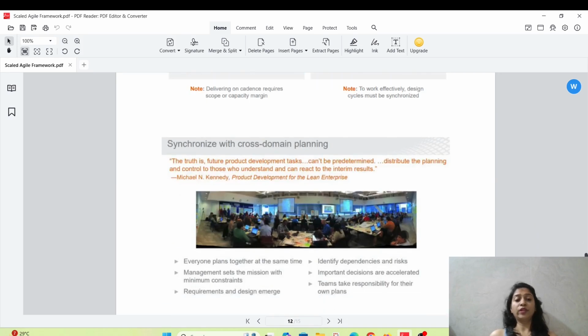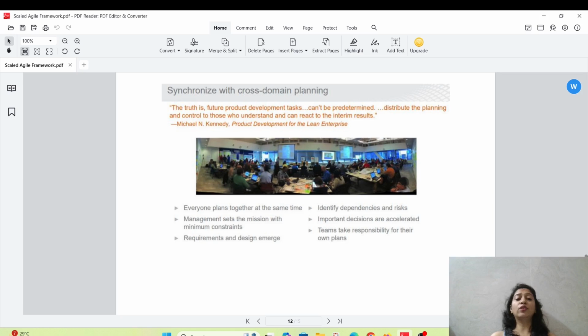Yeah, the next is synchronization with cross-domain planning. We have to go ahead with the synchronization. The truth is, future product development tasks cannot be predetermined. Of course, it's about time to market, right, so we distribute the planning and control to those who understand and can react to the interim results.